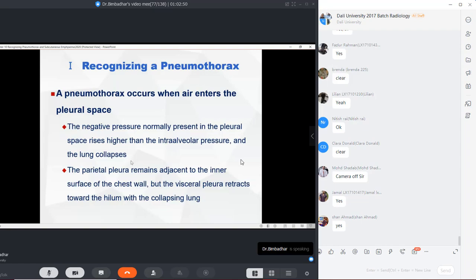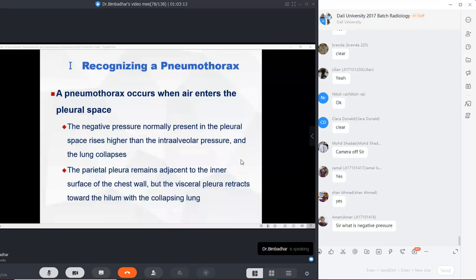In pneumothorax, the problem is not present inside the lung. The lung is completely healthy, but the problem is the increased pushing of air inside the pleural cavity, and as a result the lung is collapsing. So it is a compressive atelectasis that is happening here, right? So you will also find the same.